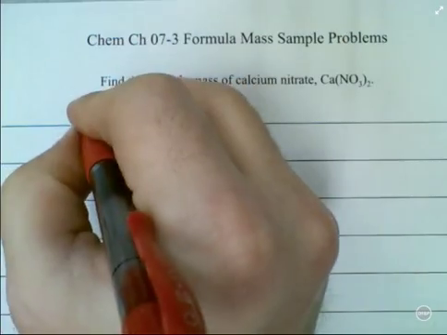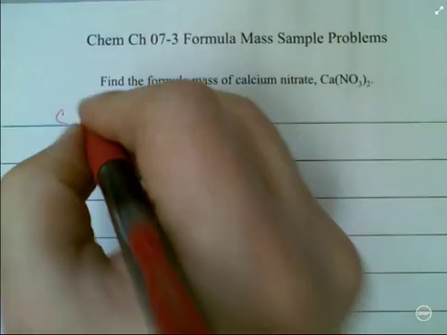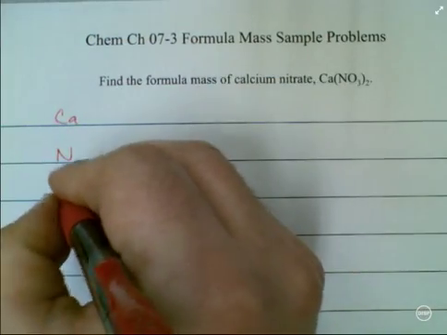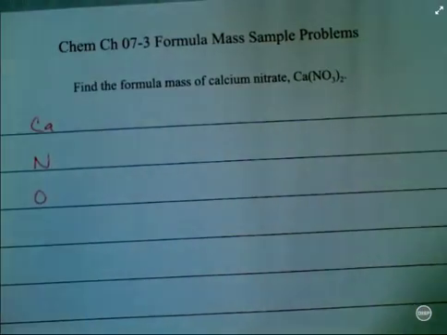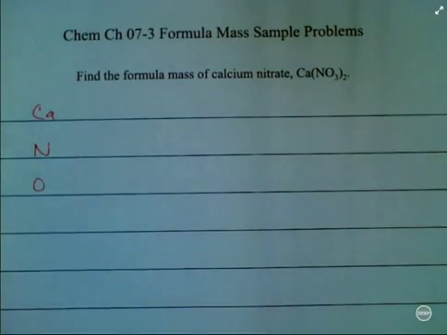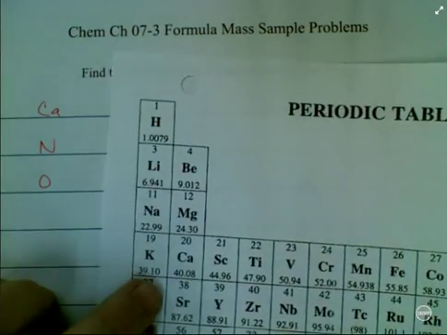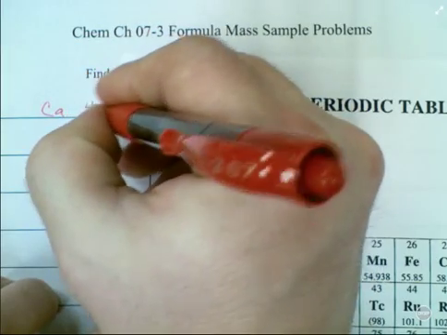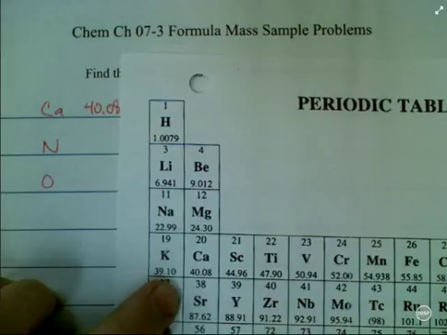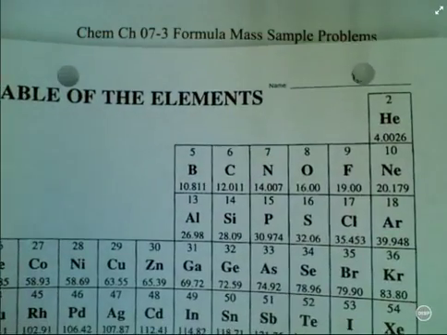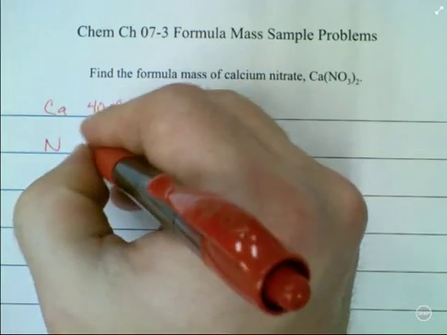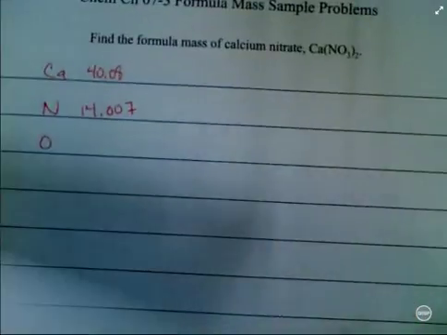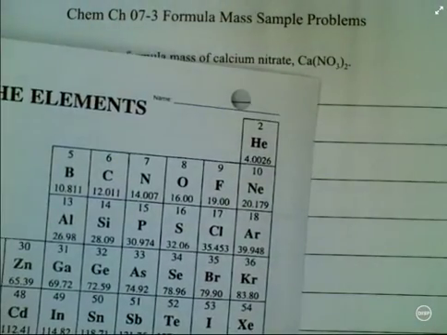So the first thing I'm going to do is identify which elements are present in this substance. There is calcium, there's nitrogen, and there's oxygen. Next step is I'm going to use my periodic table to identify the average atomic mass of all of these elements. So calcium is 40.08, nitrogen is 14.007, and then oxygen is 16.00.